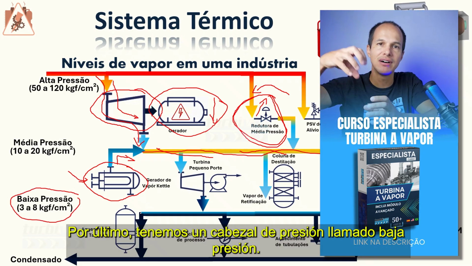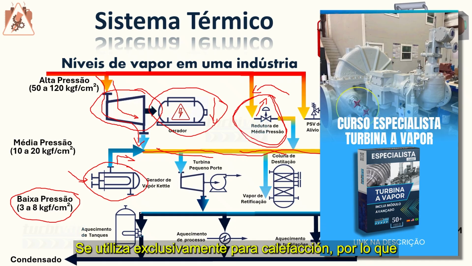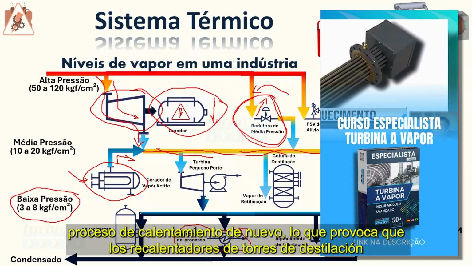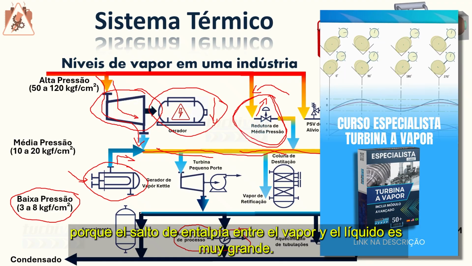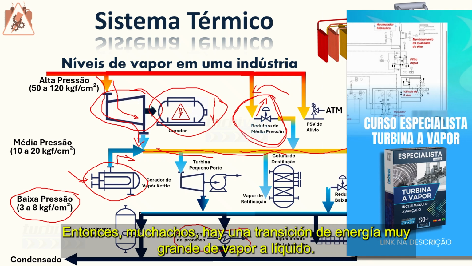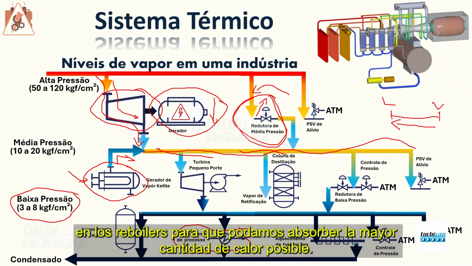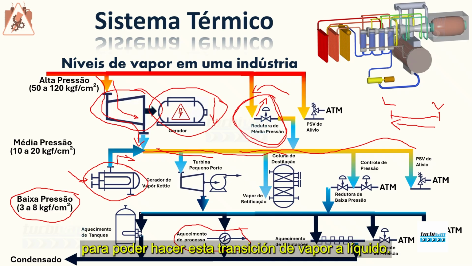Finally, we have a pressure header called low pressure. The low pressure header is used exclusively for heating, so process heating again, which distillation tower reboilers use at low pressure precisely because the enthalpy jump between vapor and liquid is very large. So guys, there is a very large energy transition from vapor to liquid. And this is used in the reboilers so we can absorb as much heat as possible. So this low pressure system is extremely important to be able to make this transition from vapor to liquid. And that's why it's used a lot in pipe heating.